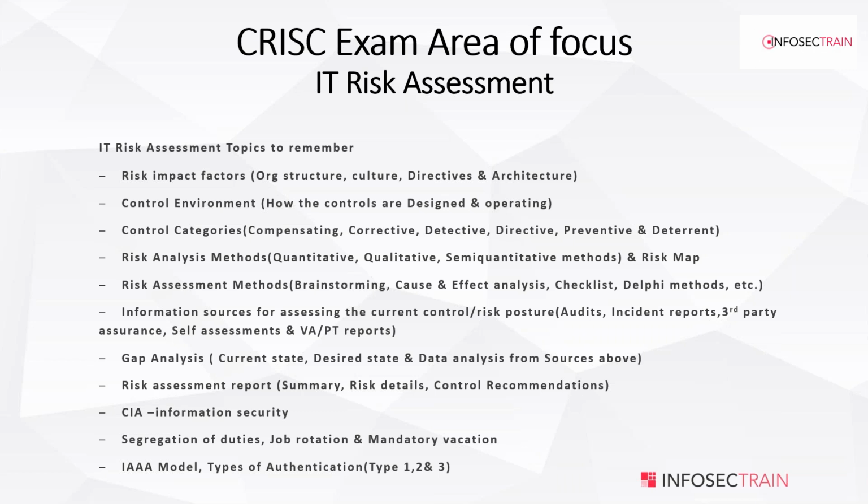So how controls are designed or operating, control categories. There are many control categories: corrective controls, preventive controls, detective controls, compensating controls, and so on. All these controls we need to assess, because during the control identification phase, as part of risk identification, we have identified certain controls. Then we have to analyze how each control is functioning. This is kind of an as-is control analysis. Then further risk analysis methods.